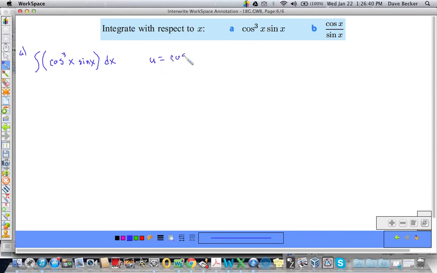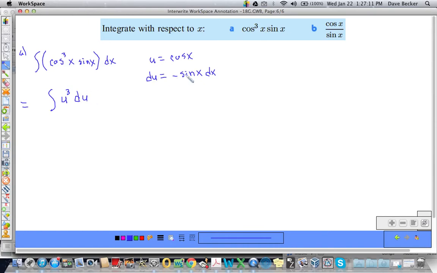Okay? And then du is equal to negative sine x dx with respect to x. Again, this dx means with respect to x. Okay, so then I can say that this equals the integral of u cubed, right? Because u is cosine x. I'm replacing cosine x with u, du. Okay, but I have a slight problem.